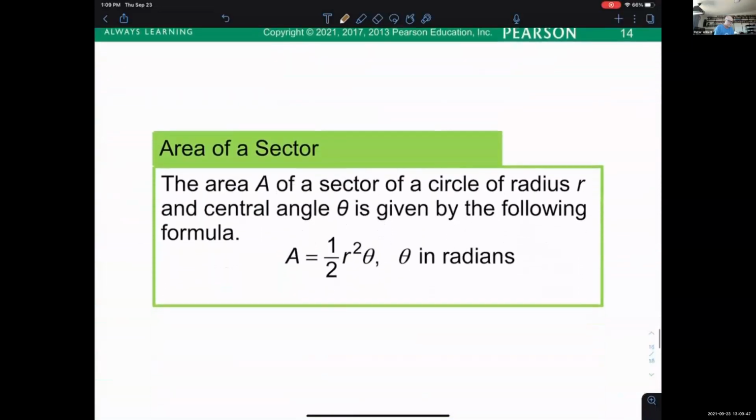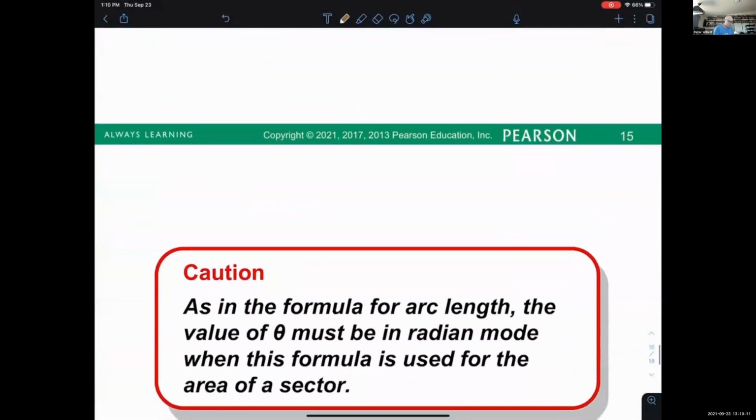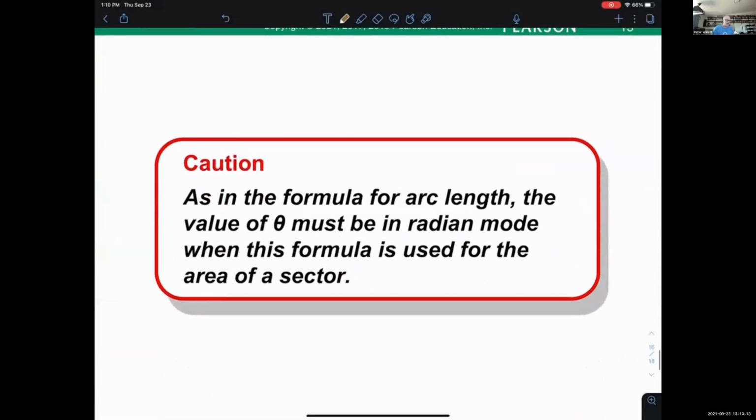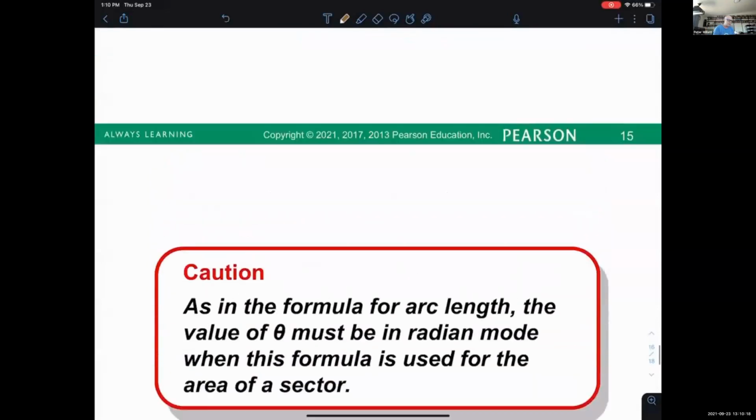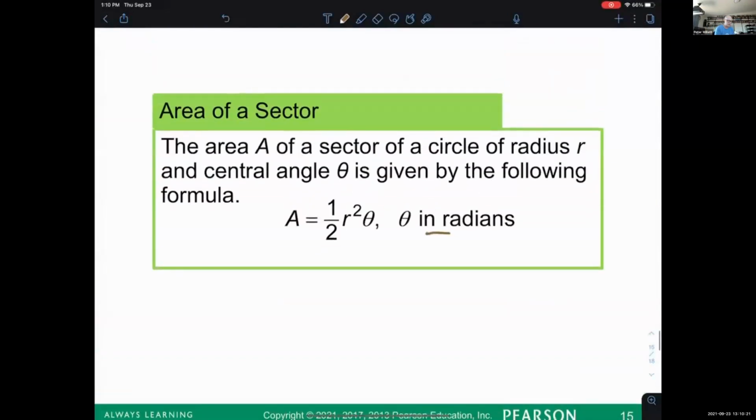So here's the formula. The area of a sector we find by multiplying 1/2 times the radius squared and then times the angle, how wide the angle is, in radians. So the radius squared times the angle theta. As before, the theta must be in radian mode. If it's in degrees, we need to convert it into radians before using this formula, because this is in radians.